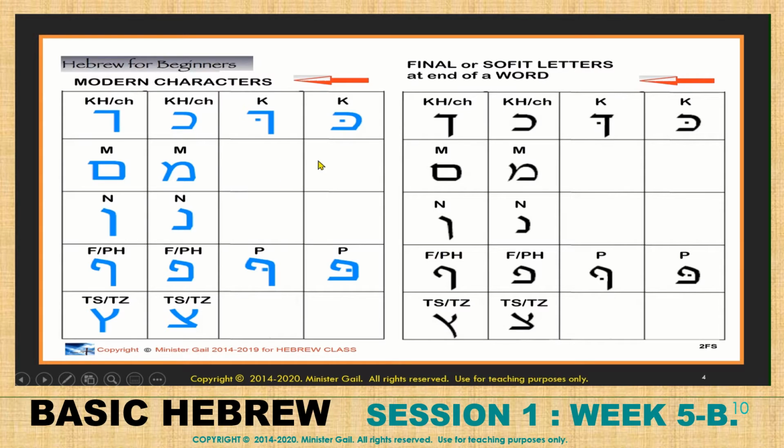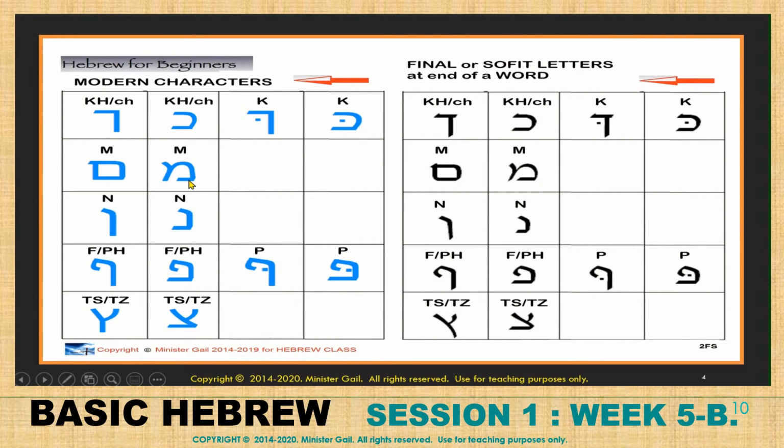This is the modern variation, and then you have this variation of the way it will look. It will be the same letter, but with some variations in the way, because they are pictures. Remember, this is pictionary. They are all pictures. The language is a picture language. So you have your K, and the final or sofit is written like this. You have your kaf, khaf, K-H or C-H, and it will be written like this.